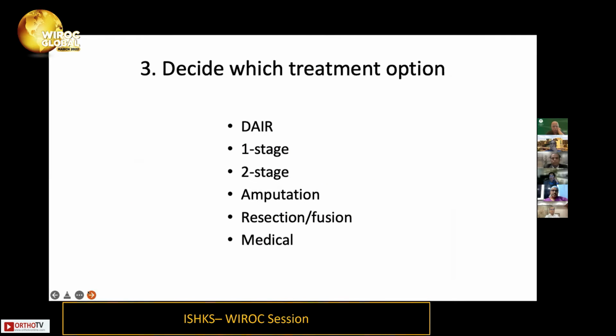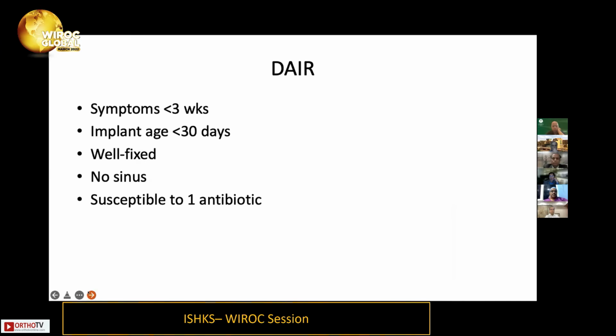Based on the combinations of these, you can decide which treatment option is most appropriate from these 6, and we look at them starting with debridement and retention of the implant. This can be done if the symptoms are less than 3 weeks, if the implant age is less than 30 days, if the implant is well fixed, there's no sinus, and at least sensitivity to one antibiotic is present.